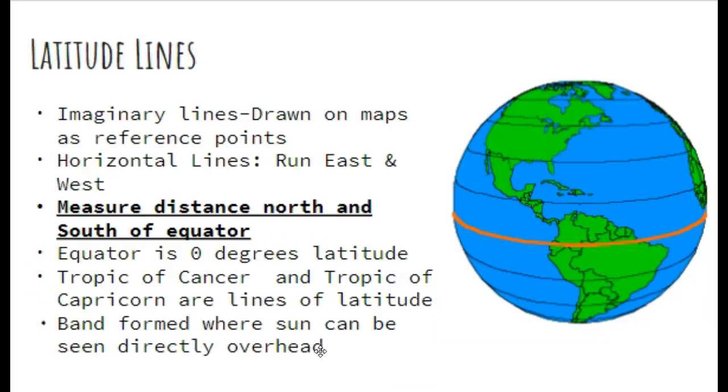Latitude lines. These are imaginary lines drawn on maps as reference points. Horizontal lines that run east and west, and they measure the distance north and south of the equator. The equator is 0 degrees latitude. Tropic of Cancer and Tropic of Capricorn are lines of latitude, about 23 degrees north and south, but these are really a band formed where the sun can be seen directly overhead.